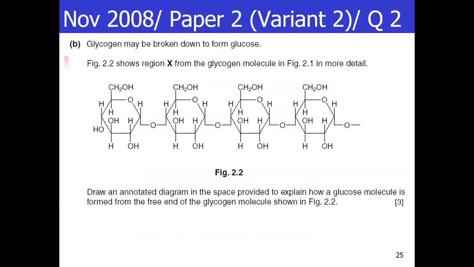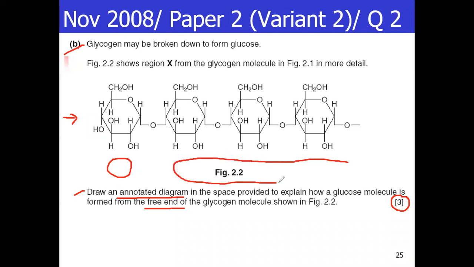Now, this is a past year question. It says that glycogen may be broken down to form glucose. So the question asks the student to draw an annotated diagram in the space provided to explain how a glucose molecule is formed from the free end of the glycogen molecule shown in the figure. Total marks, 3 marks. So that means you need to draw to illustrate how this chain is hydrolyzed so that you end up with one glucose molecule and the chain, which is made of 3 glucose residues. So you need to show that.